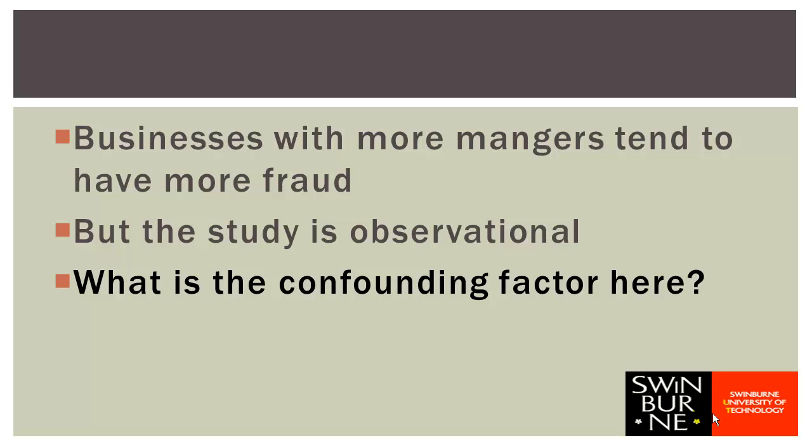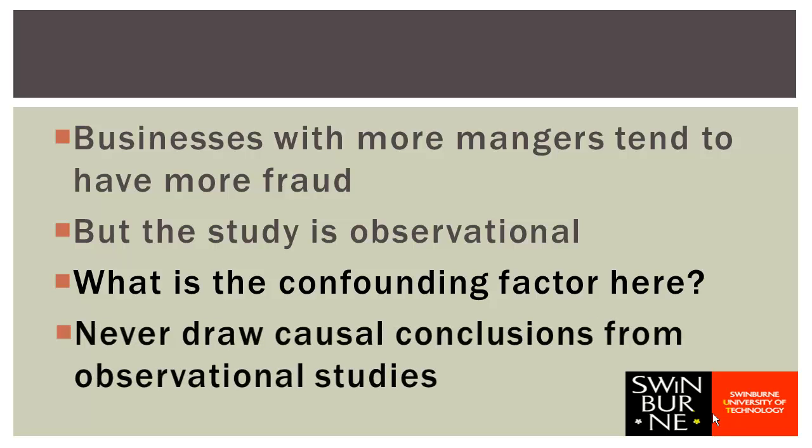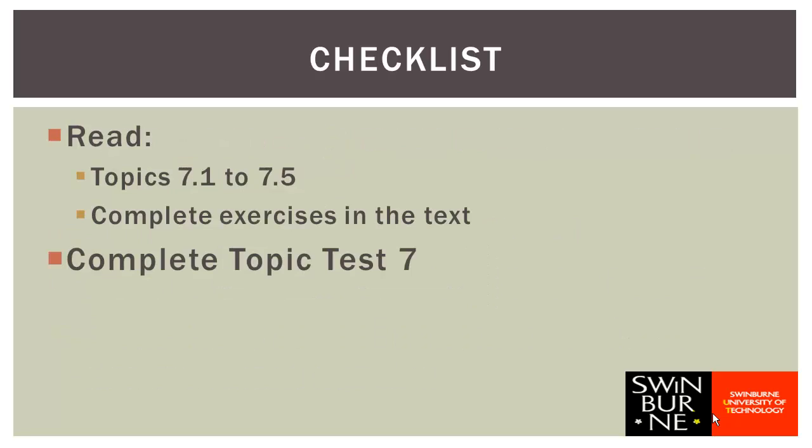The confounding factor here is the size of the business. You would expect that larger businesses would lose more money to fraud, and you would also expect that larger businesses would have more managers. So here it's probably the size of the business which is having the direct impact on the amount of fraud. We can never draw causal conclusions from observational studies, and we always need to be aware of that when we're reporting on correlations.